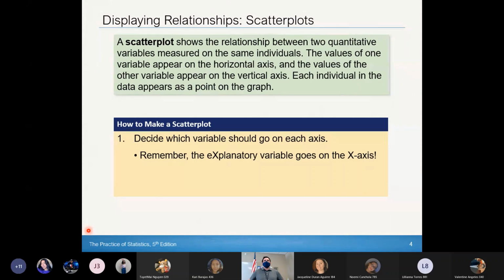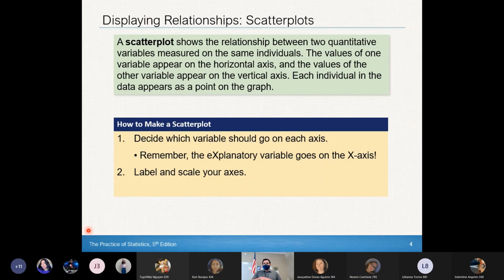When we make a scatter plot, we first need to decide which variable should go on each axis. This is essentially done for us, as the explanatory variable must go on the x-axis, meaning that the response variable is on the y-axis. Number two, you need to label and scale your axes. If you're drawing your own scatter plot, you must clearly label your axes, which one is the explanatory, which one is the response, whatever those actually are in context, and then scale your axes.